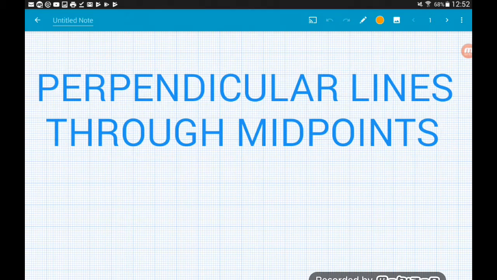So the skills you're going to want to be really happy with here before we get going: finding the gradient of a straight line, finding the midpoint of a straight line, knowing how to find equations of straight lines, and also knowledge of perpendicular lines. When it comes to perpendicular lines, remember that if two lines are perpendicular, it means that they're meeting at right angles. In terms of their gradients, it means their gradients multiply together to give us -1.